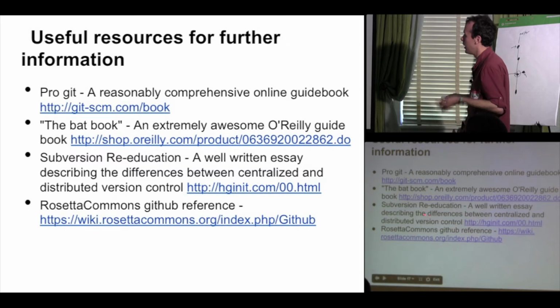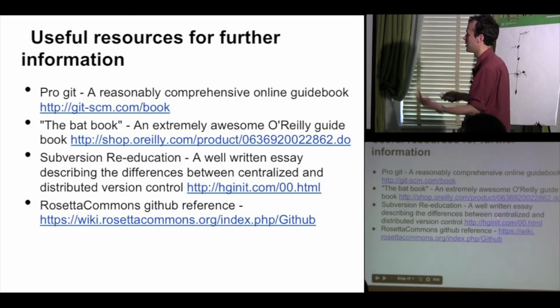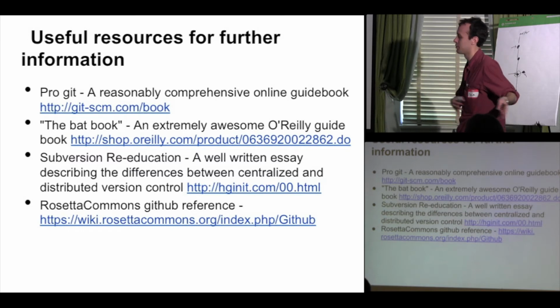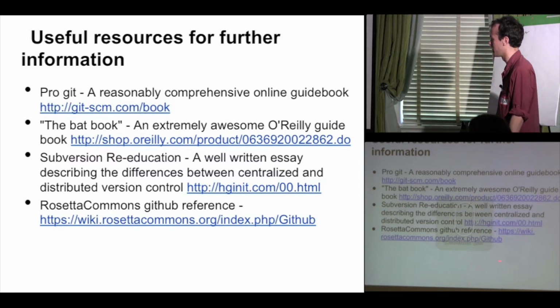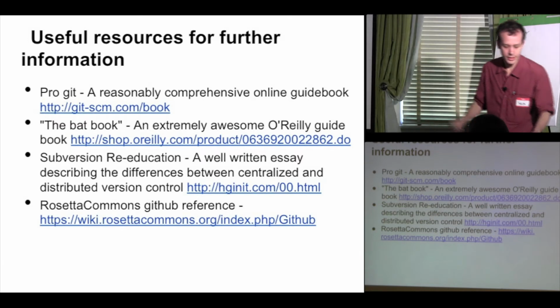It's really great. If you've been using Subversion, there's a guide written by the people who wrote Mercurial, which is a different revision control system, called Subversion Re-education. It describes the differences between SVN and distributed version control. And we've also been putting together a bunch of documentation on our wiki, specific to using GitHub and Git with Rosetta. So that's the end of this.